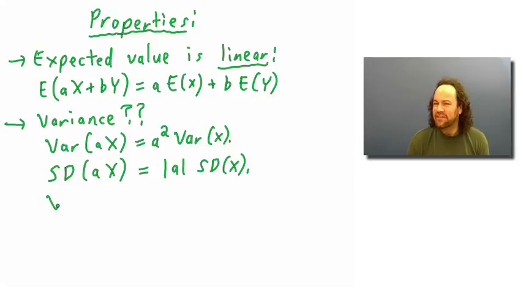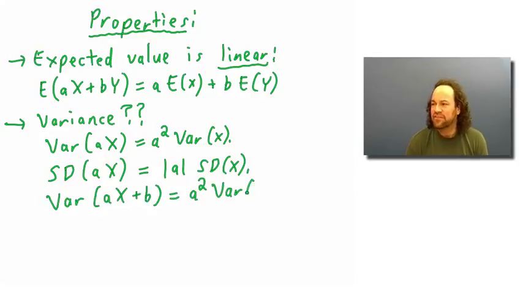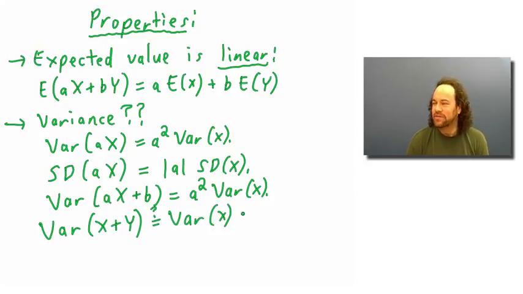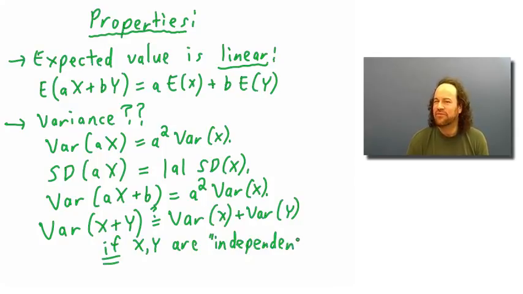If we add a constant, that doesn't affect the variance. So the variance of ax plus b is just a squared times the variance of x with no mention of b. Now the variance of a sum of random variables, variance of x plus y, sometimes it equals the sum, the variance of x plus the variance of y, but only if x and y are what's called independent, that they don't have any special influence over each other. We'll come back to that point later.